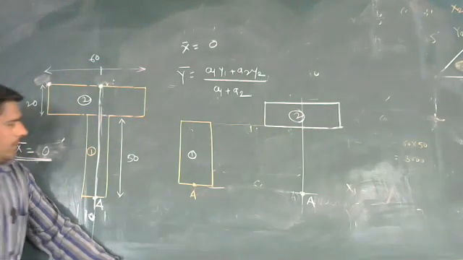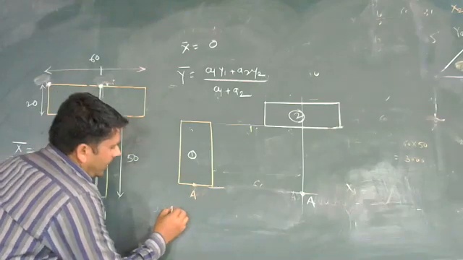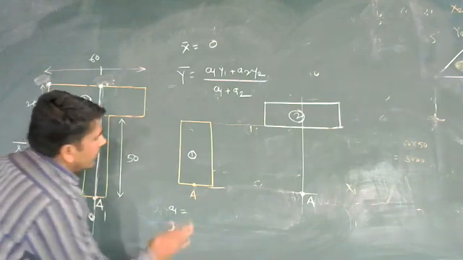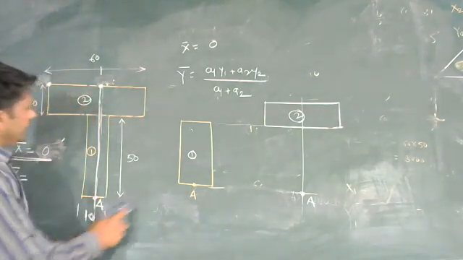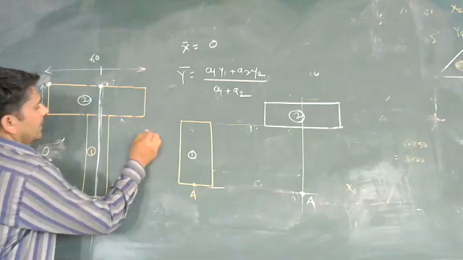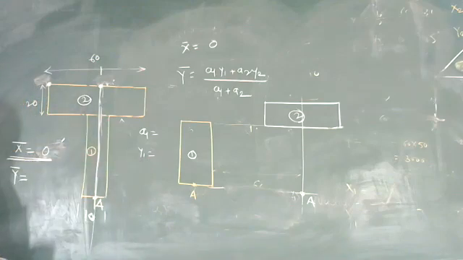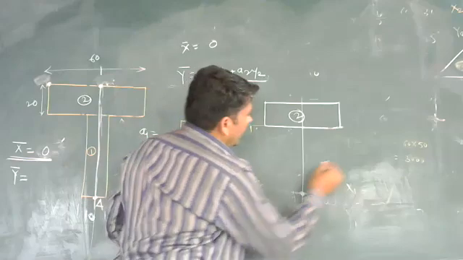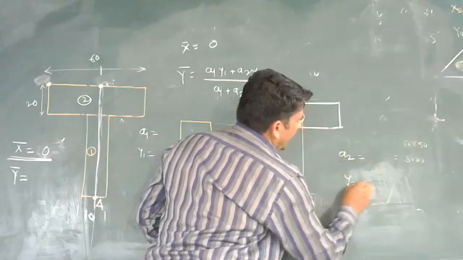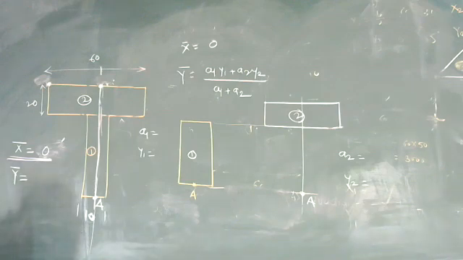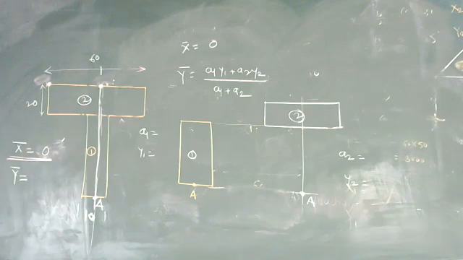Now, regular procedure: I am required to find out A1, Y1. Due to space, I will put it here. Only two things we are required to find out for the two parts. Here we are required to find out A2 and Y2. A1, Y1 and A2, Y2 we are required to find out.